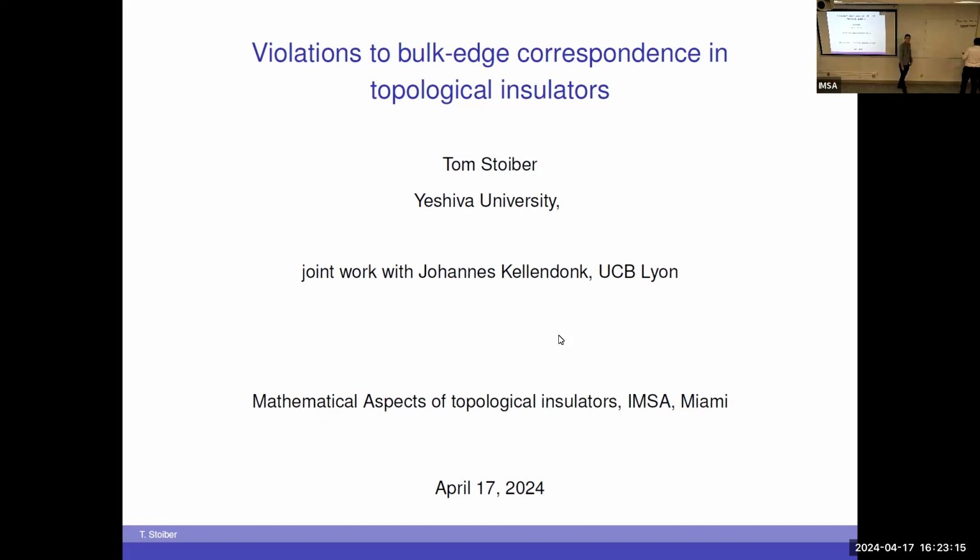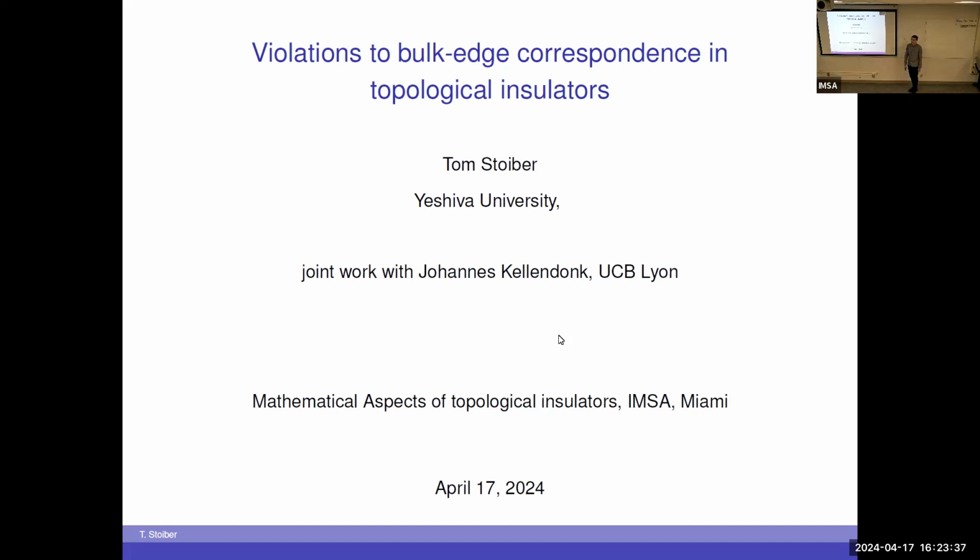With Tom Stoiber. Tom is working now at Yeshiva University with the Hamiltonians group. He finished his PhD in mathematics, if I'm not mistaken, in Erlangen. And he's going to tell us about bulk-edge correspondence for topological insulators. Tom, thank you very much.